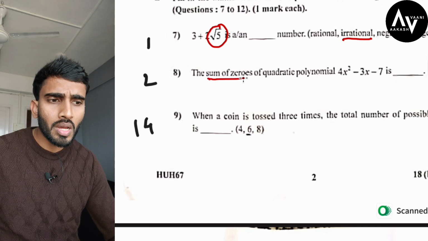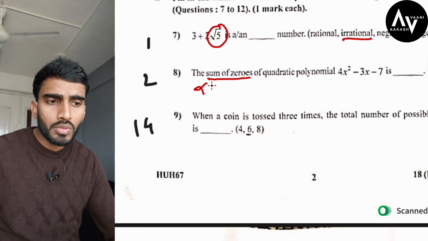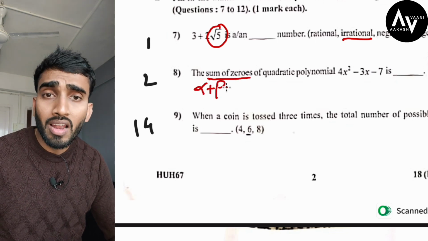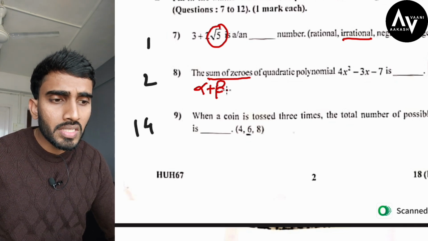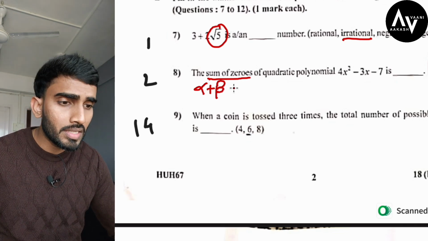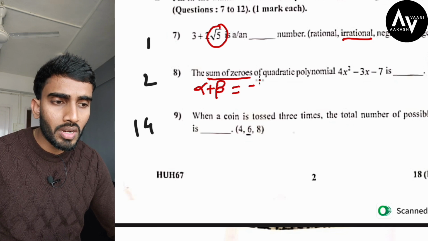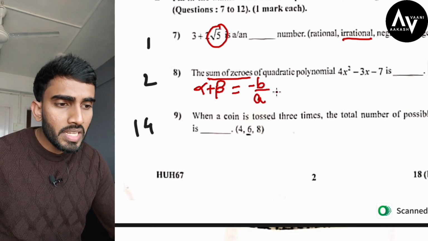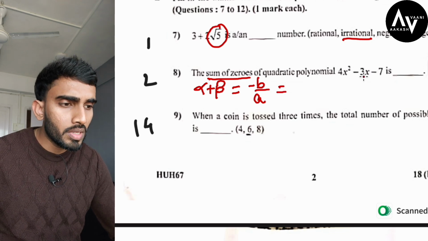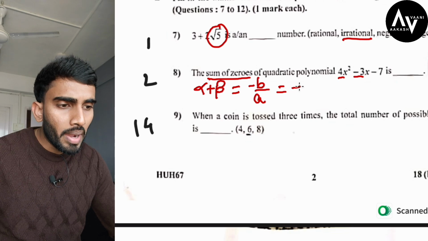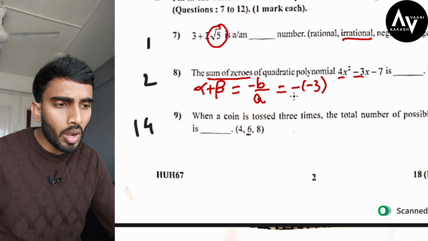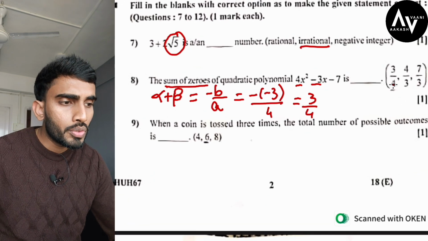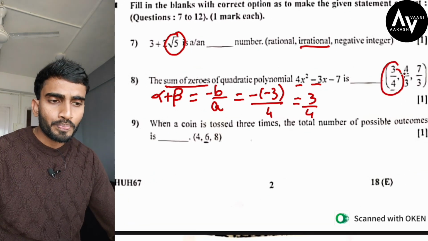The sum of the zeros of the quadratic polynomial 4x square minus 3x minus 7 is what? Sum of the zeros means, as you know, the two zeros we take in a quadratic polynomial as alpha and beta. So sum means their addition. So alpha plus beta is equal to, you remember the formula, minus b upon a. Taking the values of b and a from this polynomial, b is minus 3 and a is 4. So we get minus of minus 3 upon 4, and that gives the answer 3 upon 4.